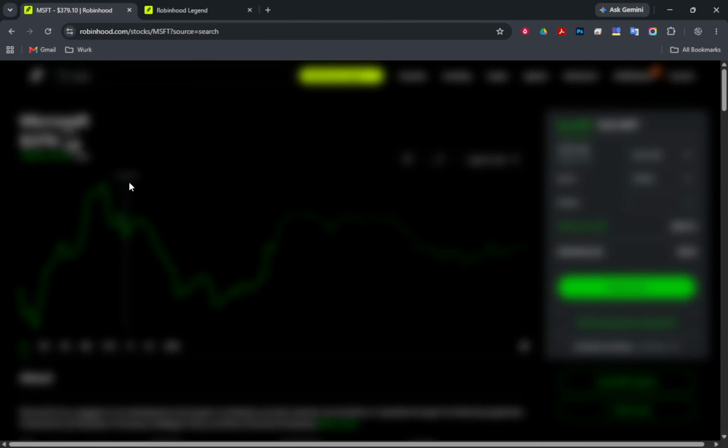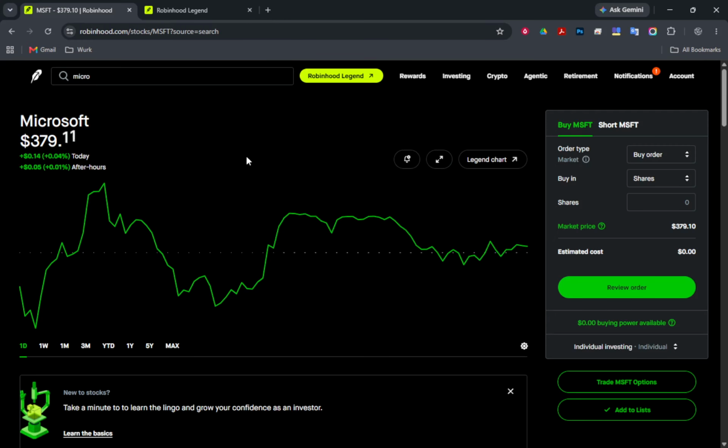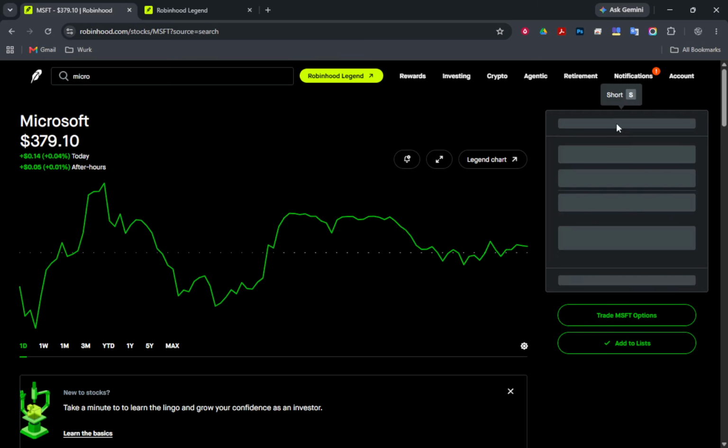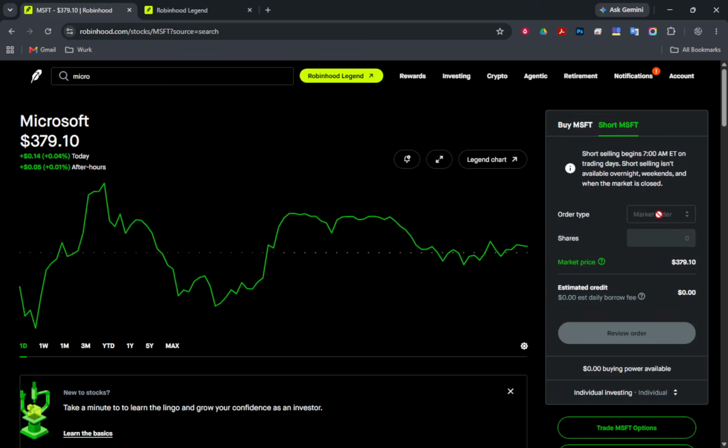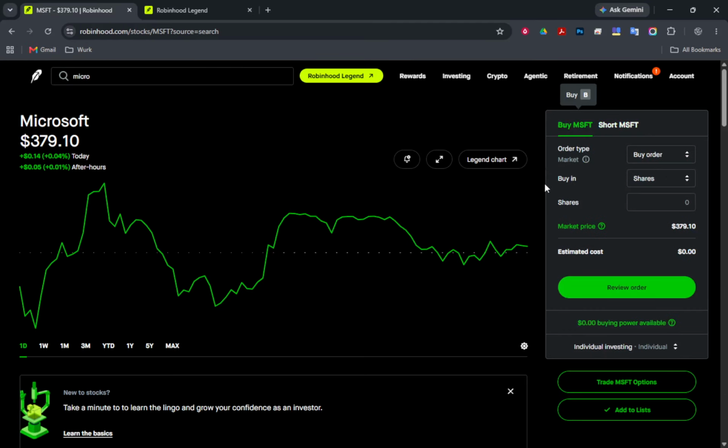Once you've located the stock or ETF, it's time to start a trade. Select the trade button and then choose whether you want to buy or sell. This step is important because it aligns with your investment goals, whether you are looking to acquire new assets or sell existing ones. Remember, making the right choice here can significantly impact your portfolio.